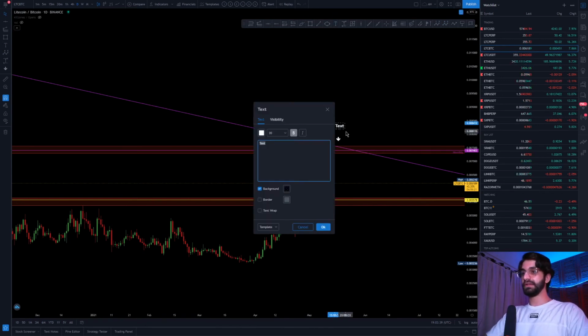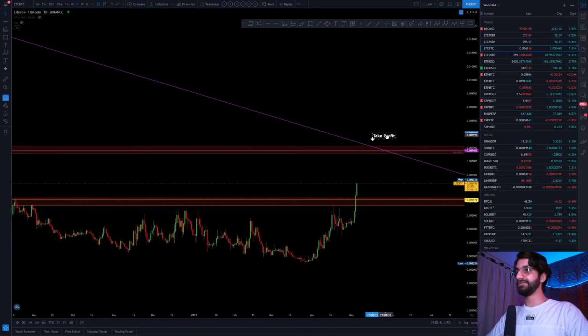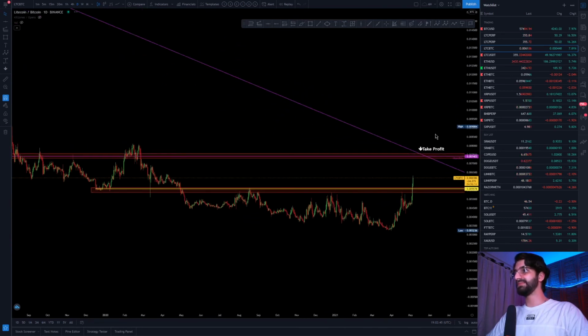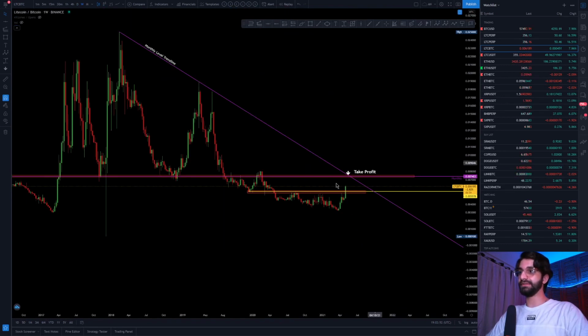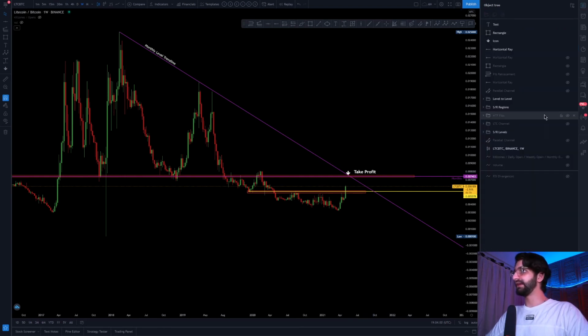This is a definite take profit level for me personally. My plan is just to trade this level by level. So take profit 1, and if we do flip this into support, I will be adding to my position and then taking it to the next coming levels. As you can see, I have these marked out already.